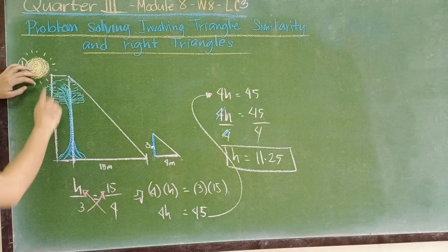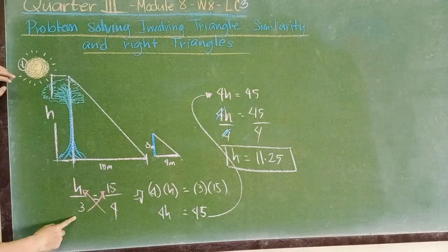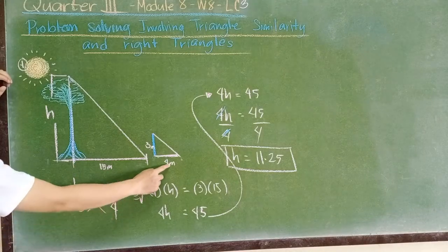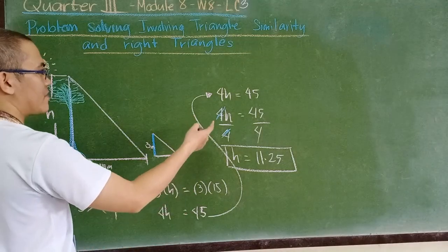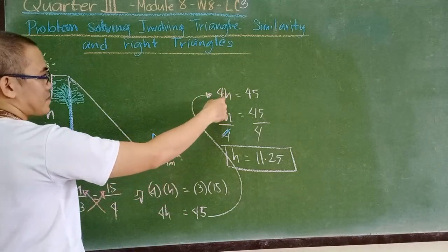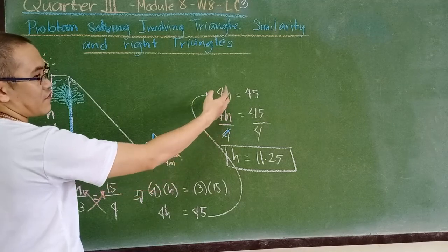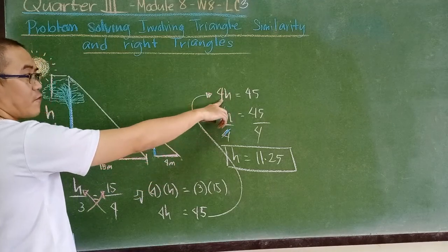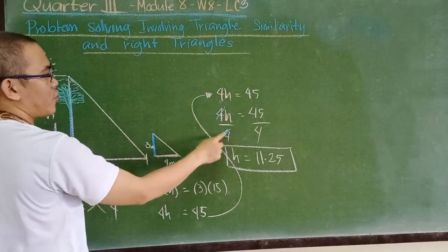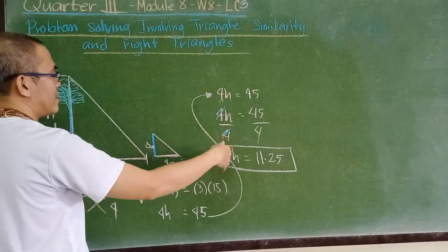So you have h is to 3, and 15 is to 4. And then you just cross multiply. After you cross multiply, divide the side where the variable is by the number that accompanies it, which is your divisor. In this case, if 4 accompanies the variable h, 4 is your divisor, to cancel it out, and then you just simplify.